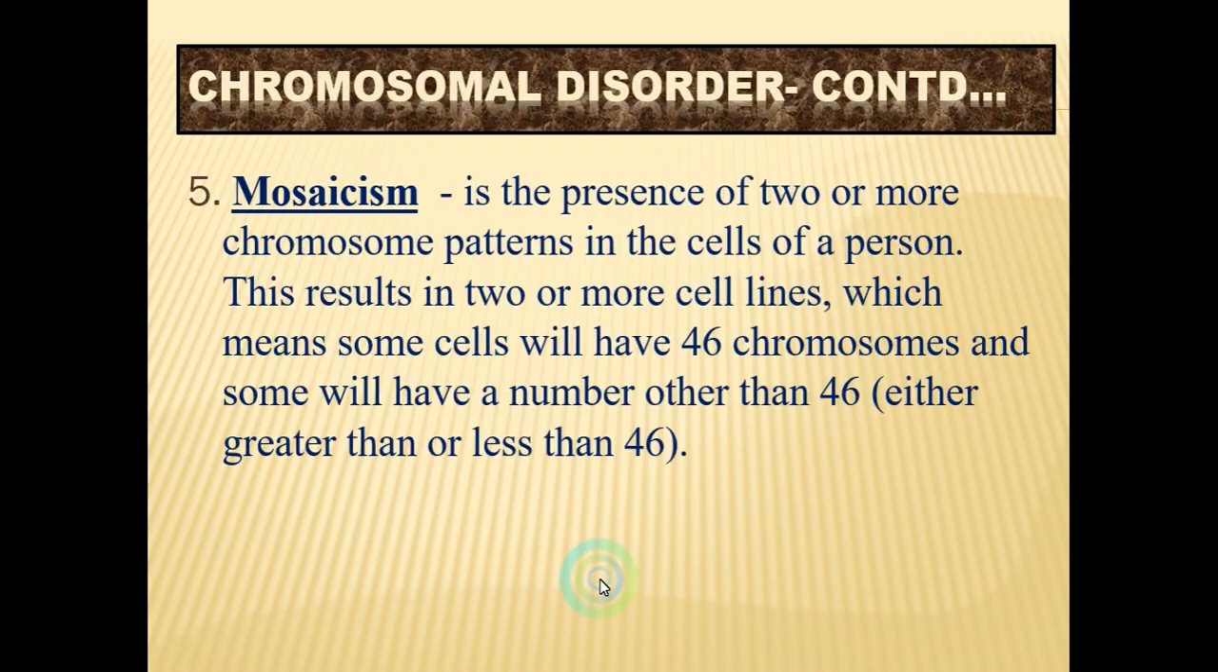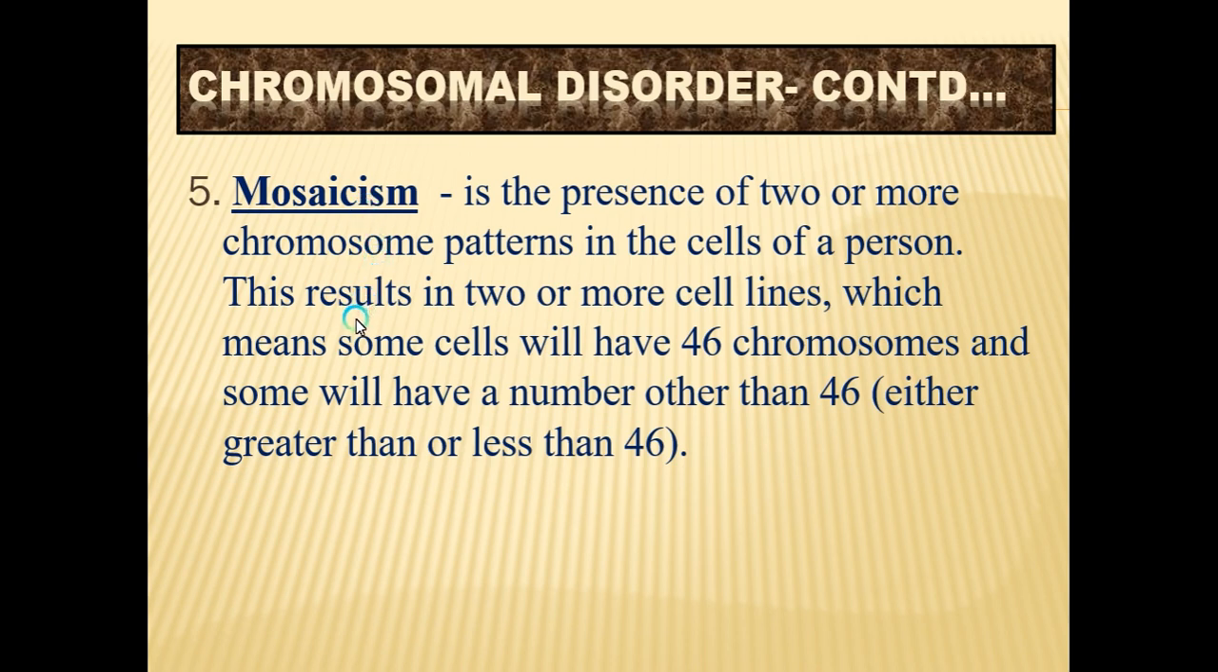Next is mosaicism. Mosaicism means in some cells there will be 45 chromosomes, in some cells there may be 46, in some cells there may be 47. In the same person, if you examine different cells, some cells will have the normal number, some may have either more or less. That is, for example, 46 and 45, or maybe 46 and 47. Either less or more in the same person in different cells. So that is called mosaicism.